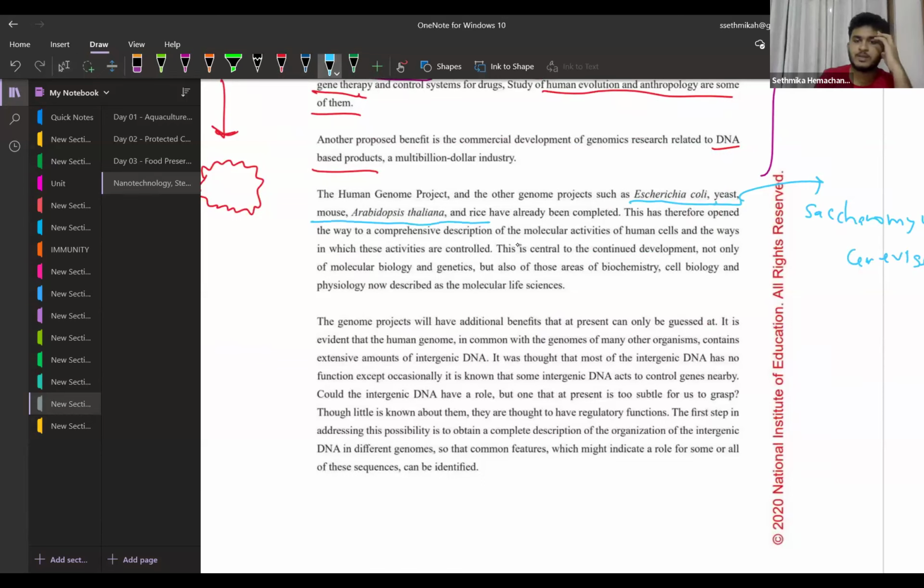This has therefore opened the way to a comprehensive description of the molecular activities of human cells and the ways in which these activities are controlled. This is central to the continued development not only in molecular biology and genetics, but also those areas of biochemistry, cell biology, and physiology now described as molecular life sciences.